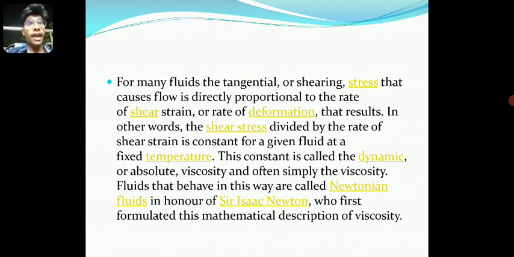For many fluids, the tangential or shearing stress that causes flow is directly proportional to the rate of shear strain or rate of deformation. The result, in other words, the shear stress divided by the rate of shear strain, is constant for a given fluid at a fixed temperature. This constant is called dynamic or absolute viscosity, and often simply the viscosity. Fluids that behave in this way are called Newtonian fluids in honor of Sir Isaac Newton, who first formulated this mathematical description of viscosity.